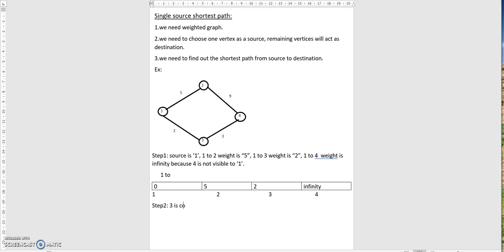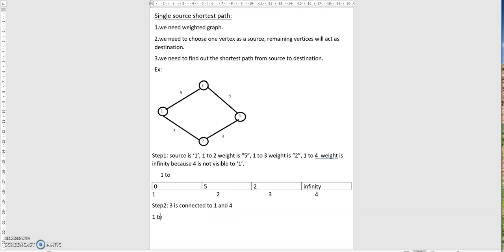3 is connected to 1 and 4. But we have already calculated the shortest path from the source to 3. So 3 is connected to the source, and we need to calculate from 3 to 1 and 3 to 4. So we need to calculate 1 to 1 and 1 to 4. Let's see this in detail.